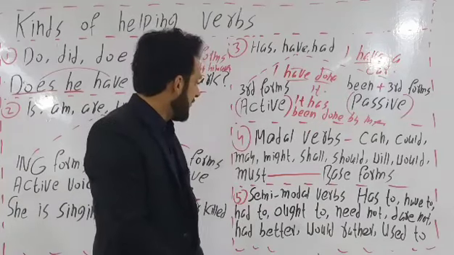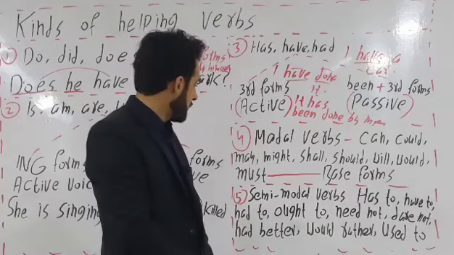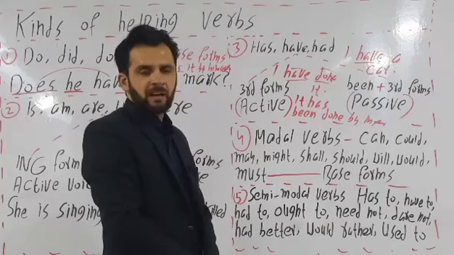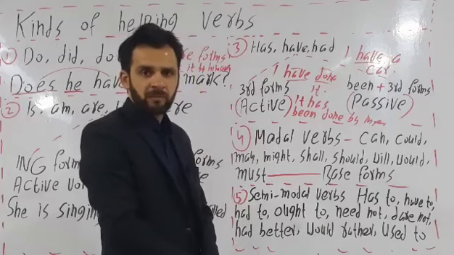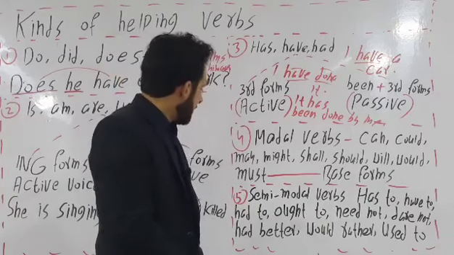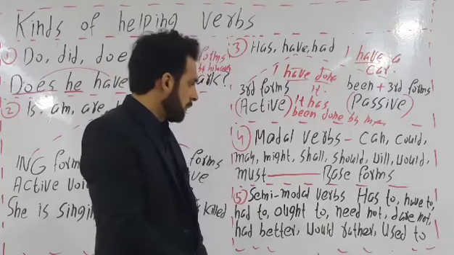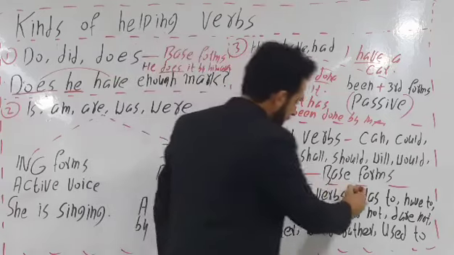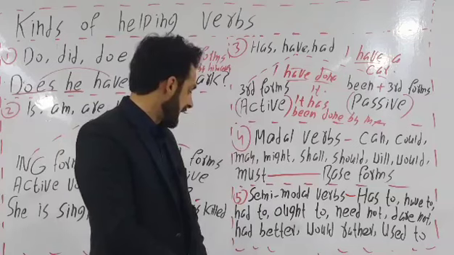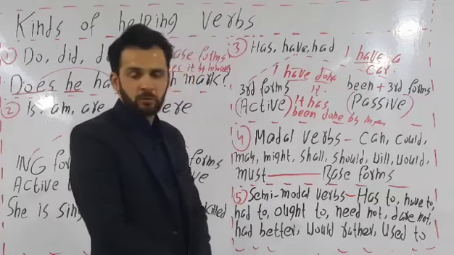The fourth category is modal verbs: can, could, may, might, shall, should, will, would, and must. These are always followed by the base forms, as I discussed in the previous lecture. The fifth category is semi-modal verbs: has to, have to, had to, ought to, need not, dare not, had better, would rather, and used to.